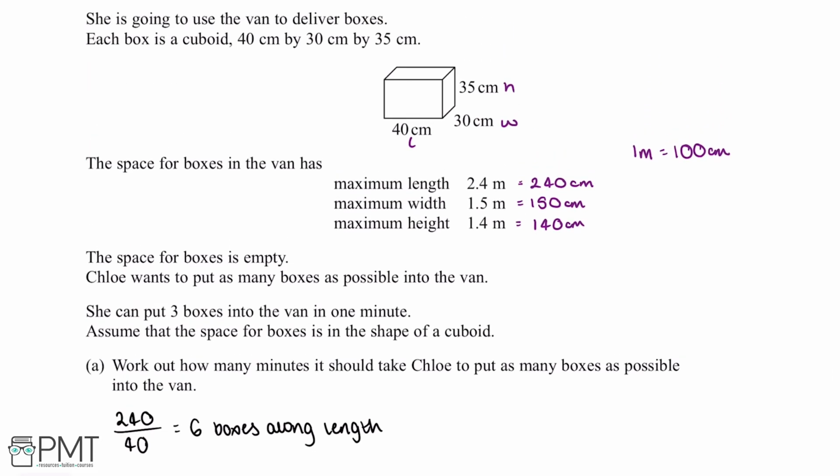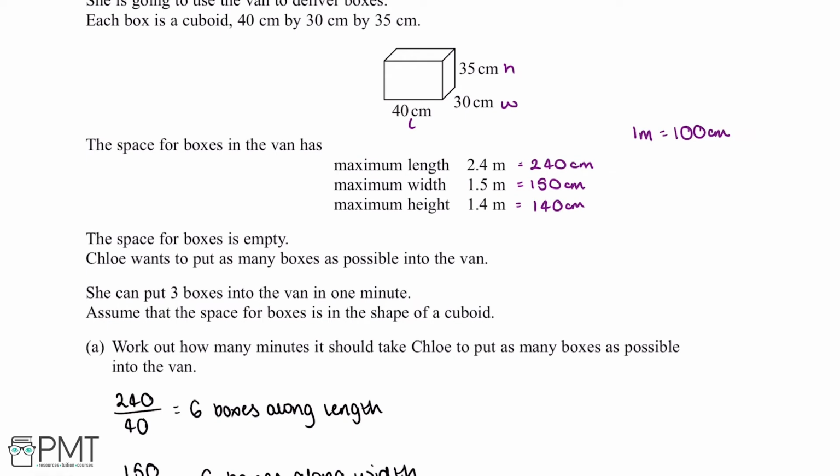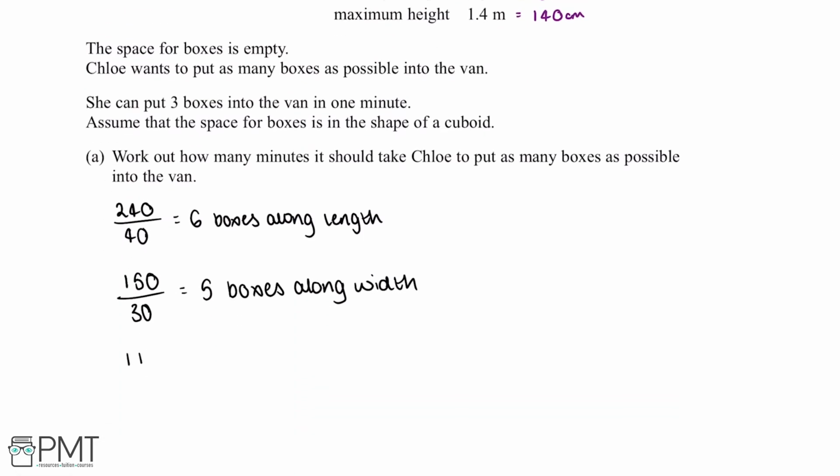Next we can use the same process to work out how many boxes will fit along the width. So the width of the van is 150 centimetres and the width of the boxes is 30 centimetres. And 150 divided by 30 gives us 5 boxes. And finally the height. The height of the van is 140 centimetres and the height of the box is 35 centimetres. And this gives us an answer of 4 boxes.